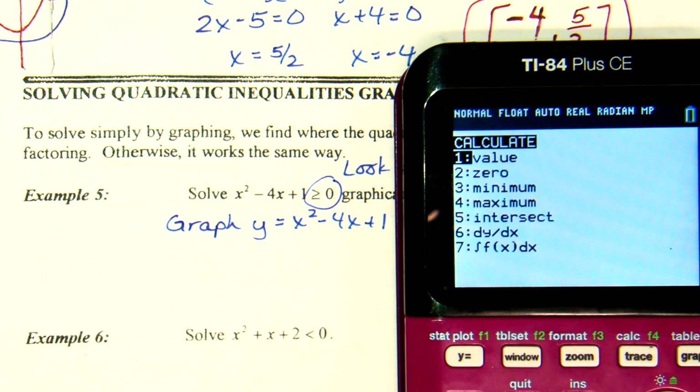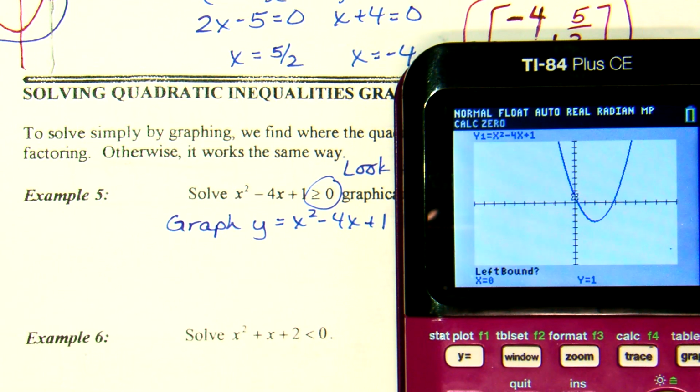Go down to 0. Now, remember, my calculator asks me questions. It's like it's talking to me. First question, left bound. So, if I'm trying to find this first 0, the one between 0 and 1, I want my cursor to be to the left of that. It doesn't matter, you can go way over here if you want. That's still left bound. You can go all the way down there, right close to it. Any of those are left bounds.